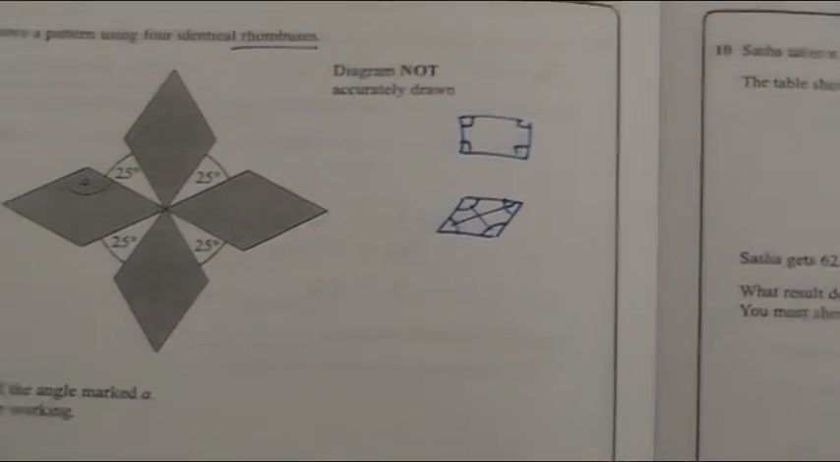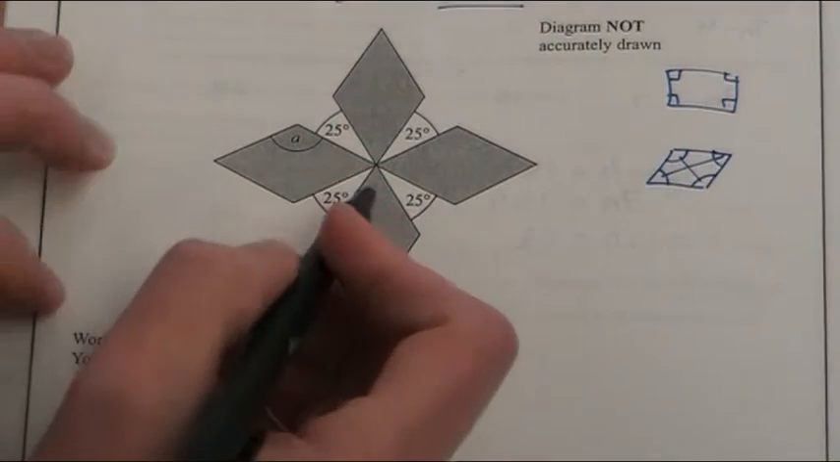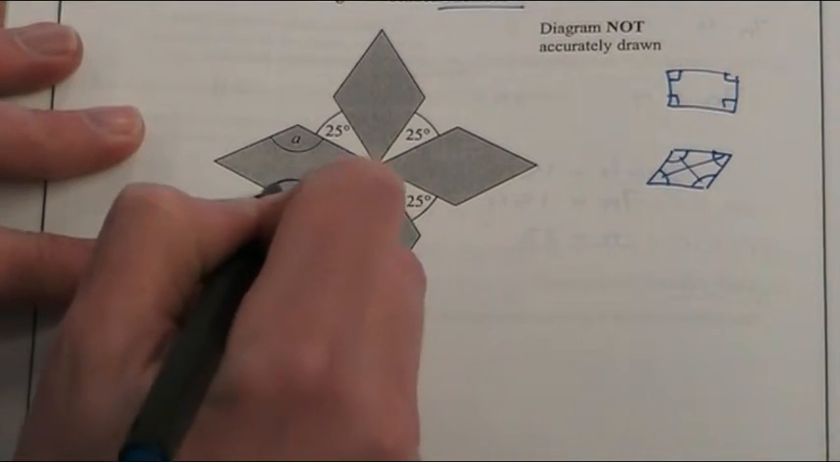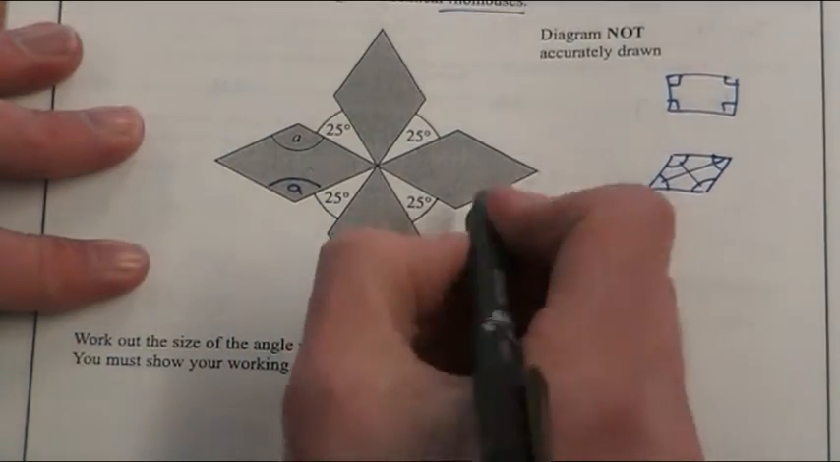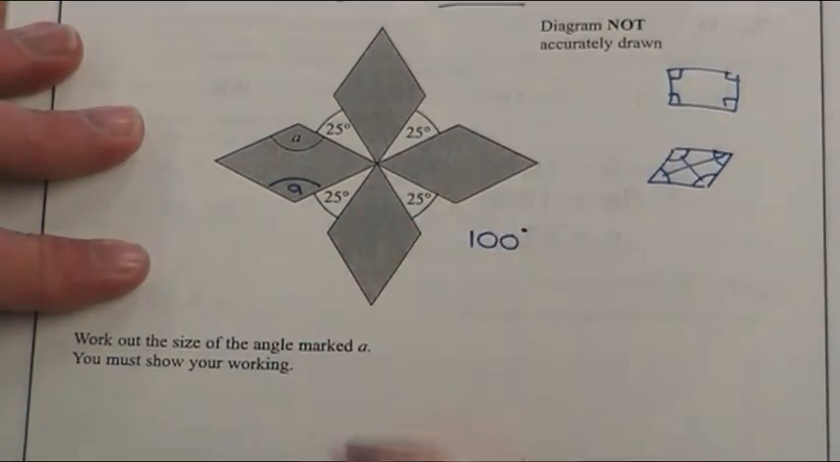So, going back to this question, if these are rhombuses, then it means that this is equal to A also. So let's now tackle the question. We have 4 of them stuck together, and we're told the angle separating them is 25 degrees, which makes up a total of 100 degrees.